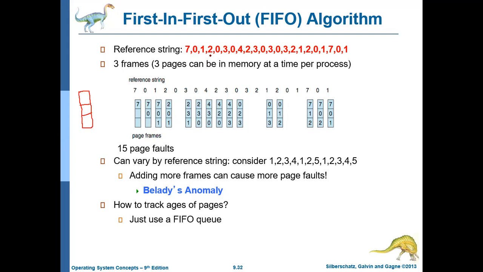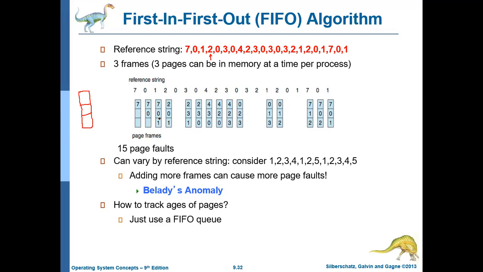Now you need this 2. Do we have any page fault here? We require 2. Do we have 2 in the memory? Yes, we already have. No, sorry. We don't have 2 in the main memory. We only have 7, 0, 1, but we require 2. 2 is not there. So here you need to replace a particular page.